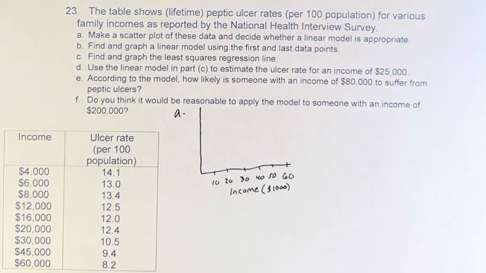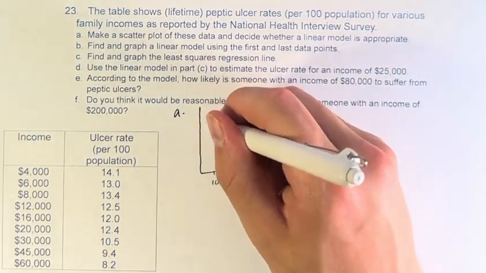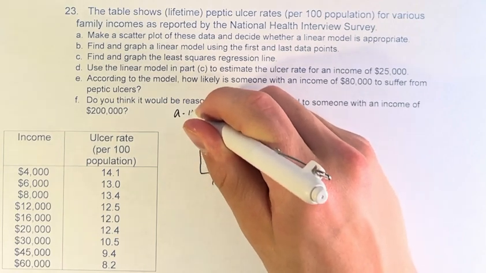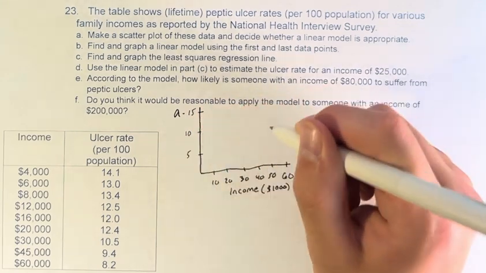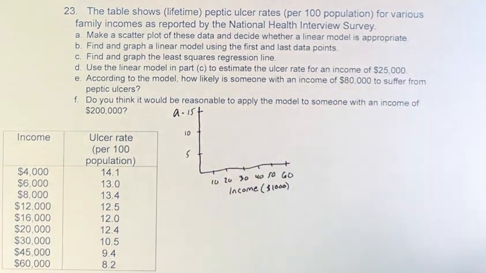On the y-axis, we have the ulcer rate, which is going up to 14. So we can do 15 here, 10, 5. And then we'll have values in between. So now we can graph this.